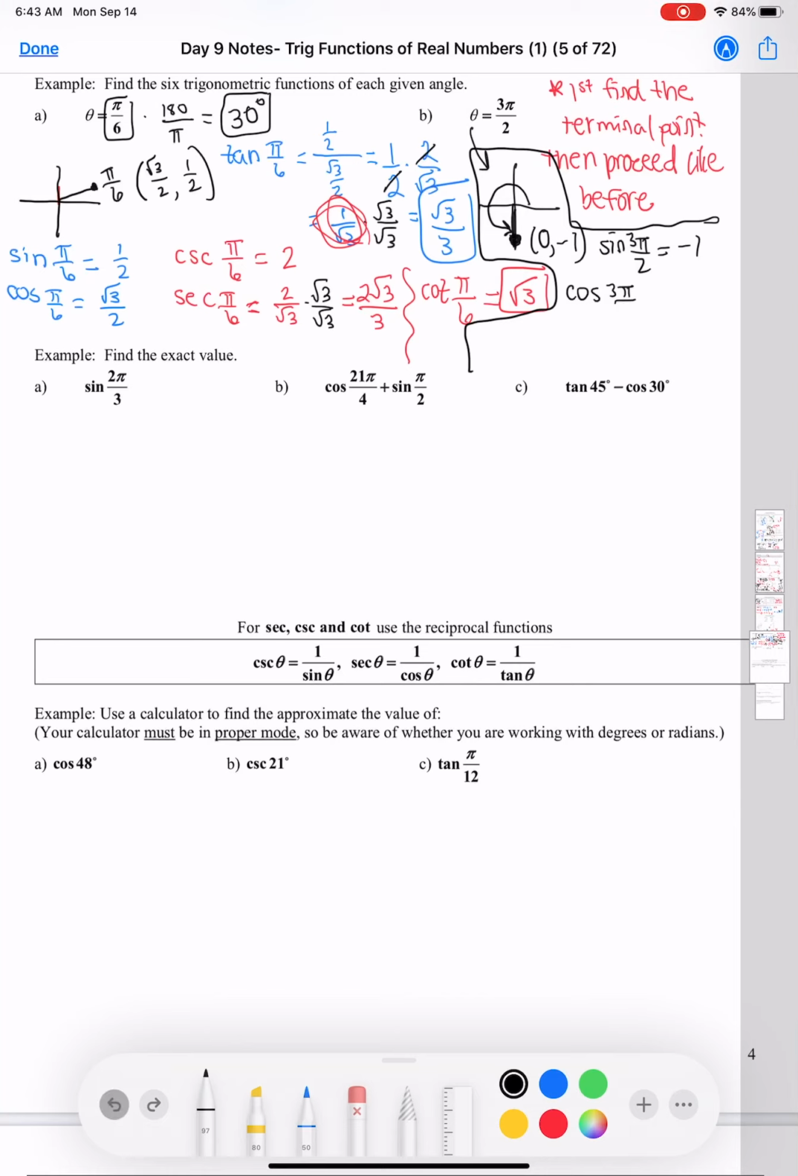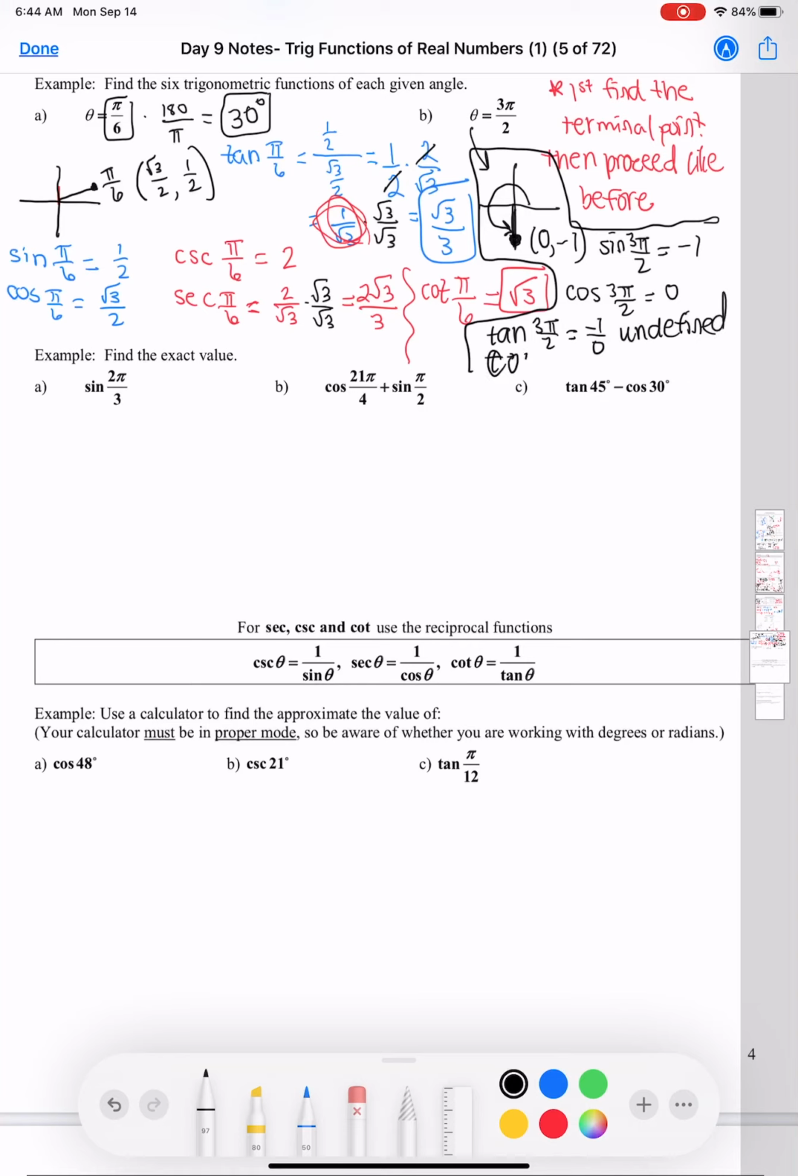Okay, now I'm going to find, actually I'll leave that there. All right, so now tangent is going to be sine over cosine, so -1/0. So again, as we just saw with secant, that is undefined. We cannot divide by 0.